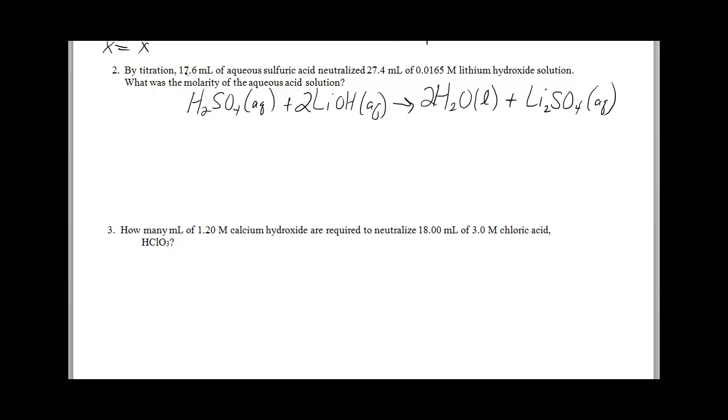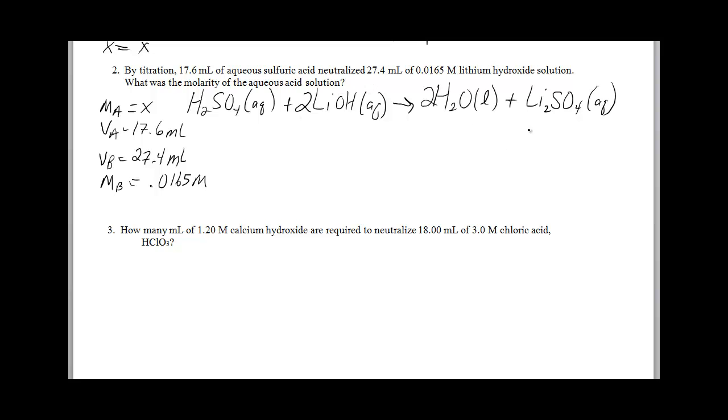Same thing though, I'm going to list what I have. I have 17.6 milliliters of sulfuric acid, so that's the volume of my acid, 17.6 milliliters. I have the volume of my base, which is 27.4 milliliters. And the molarity of the base is 0.0165 molar. It asks what the molarity is, so the molarity of the acid is my unknown.